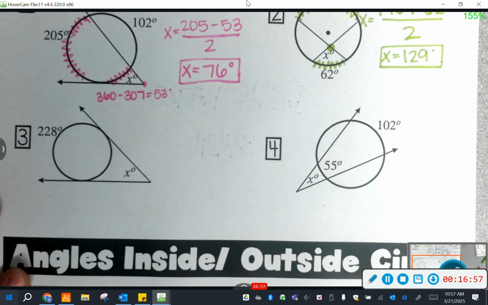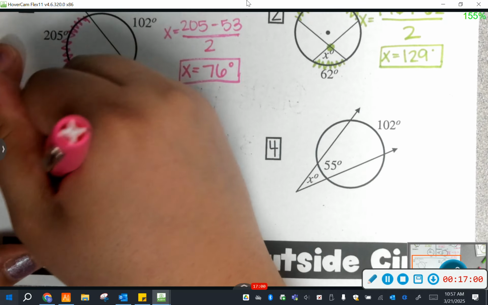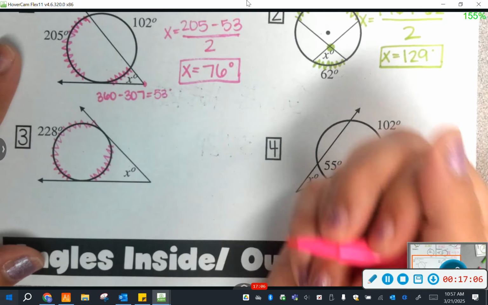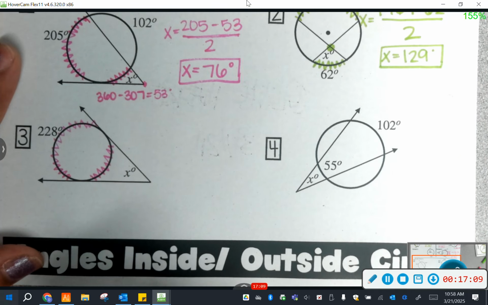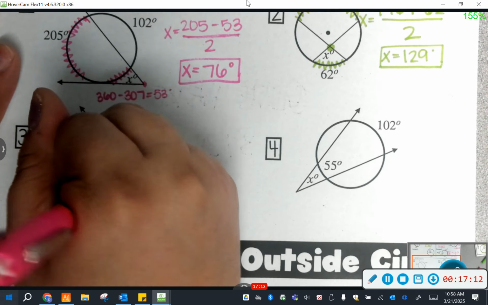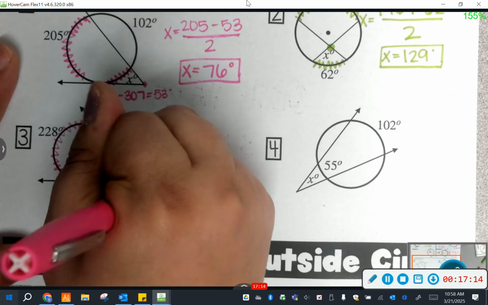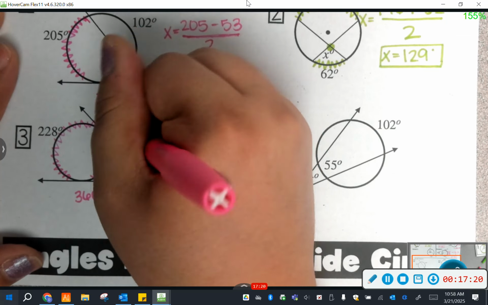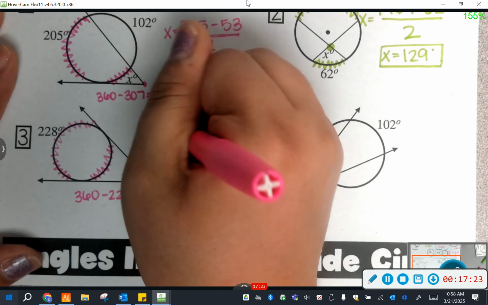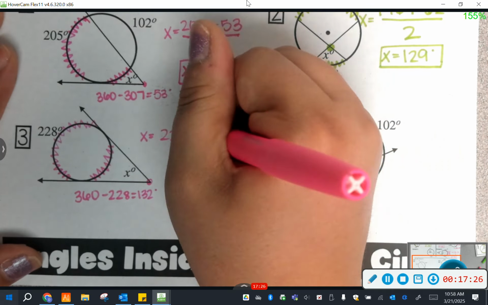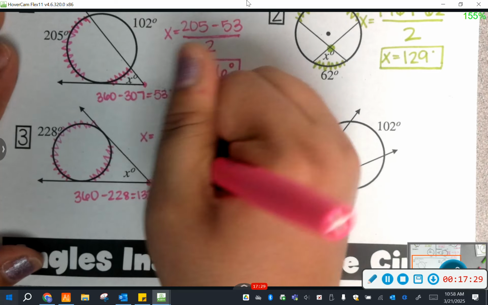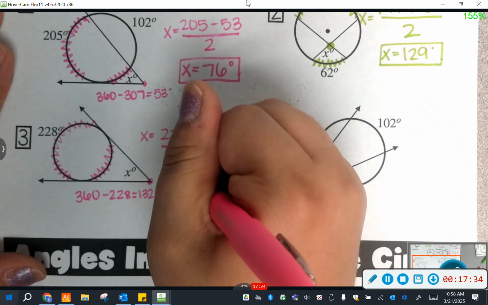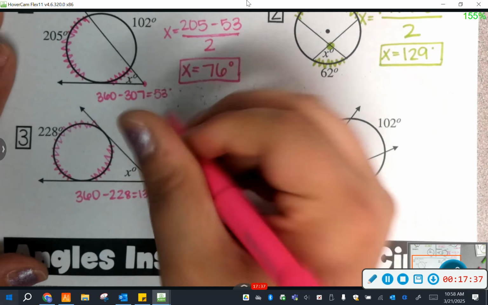For number 3, I have my big arc. How do I find this small arc? Subtract 228. 360 minus 228 is what? 132. So I'm going to do my big arc. Inside or outside? Outside. So I do subtract 132 divided by 2. And what did that give us? 48? Did y'all get 48 degrees?